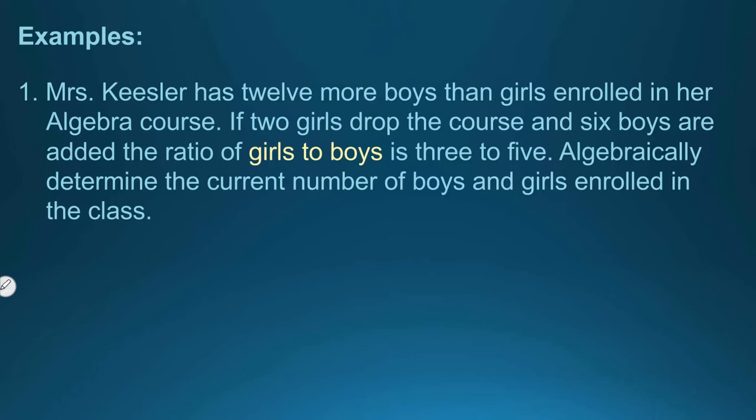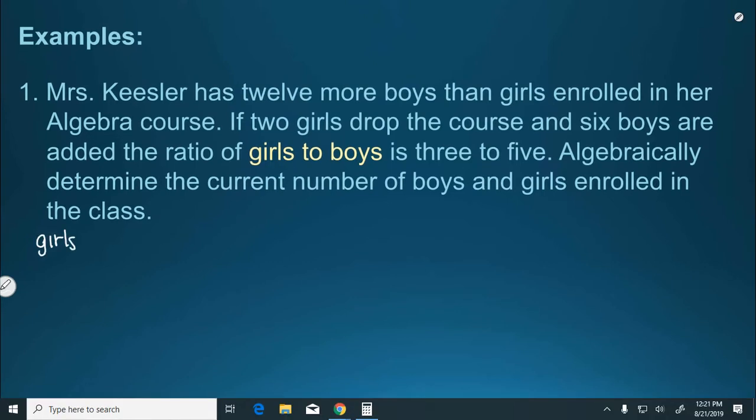Okay, so since it's girls to boys, I want to put girls in the numerator, boys in the denominator. Now we go back and think about it again. It says there are 12 more boys than girls. That means boys are being compared to girls. Therefore, girls is just x, and boys is x plus 12. Then it also tells us that the ratio we're trying to get is 3 to 5. So one half of my equation is going to be 3/5.